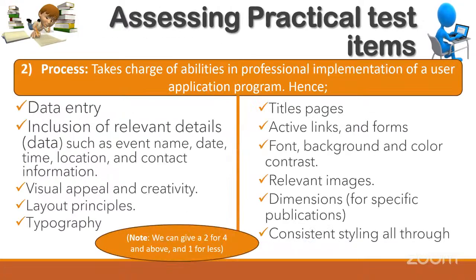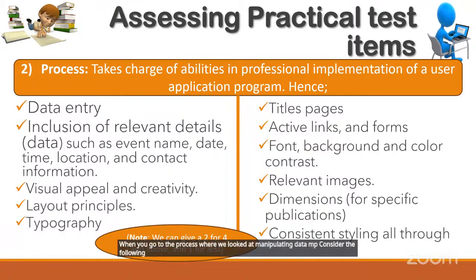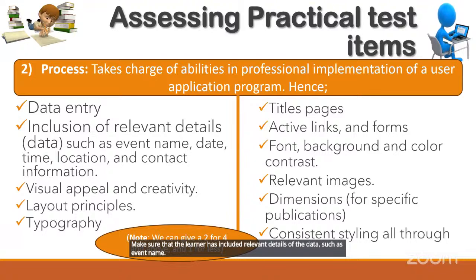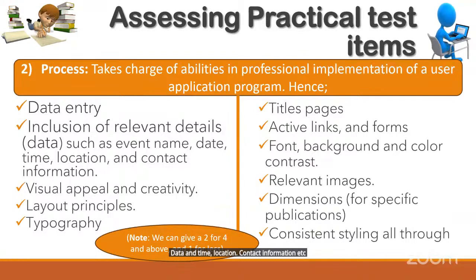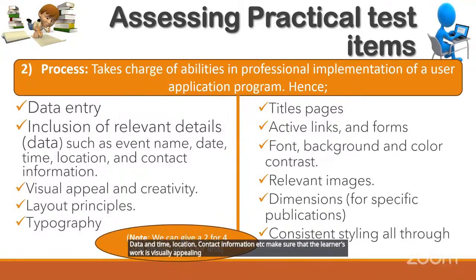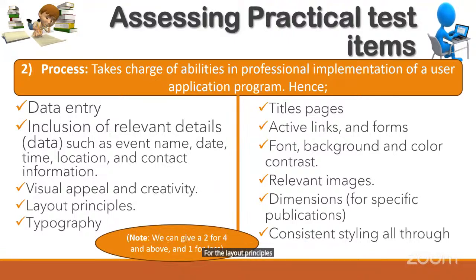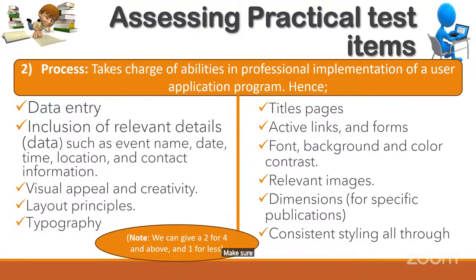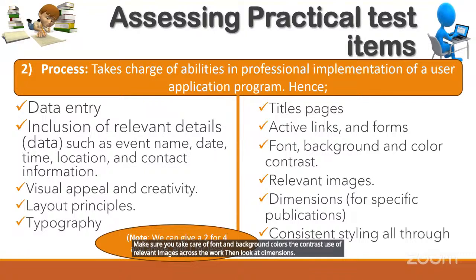Okay, then when you go to the process where we looked at manipulating data, MP, consider the following: data entry. Make sure that the learner has included relevant details of the data, such as event name, date and time, location, contact information, etc. Make sure that the learner's work is visually appealing and creativity is there. Follow the layout principles, typography, the font and all that. Make sure if you are maybe marking item 2, the pages have titles, you have active links and forms. Make sure you take care of font and background colors, the contrast, use of relevant images across the work. Then look at dimensions. If it is Publisher, those dimensions are well spelled. Consistent styling all through. If the learner is designing the web pages, let there be consistent styling all through.